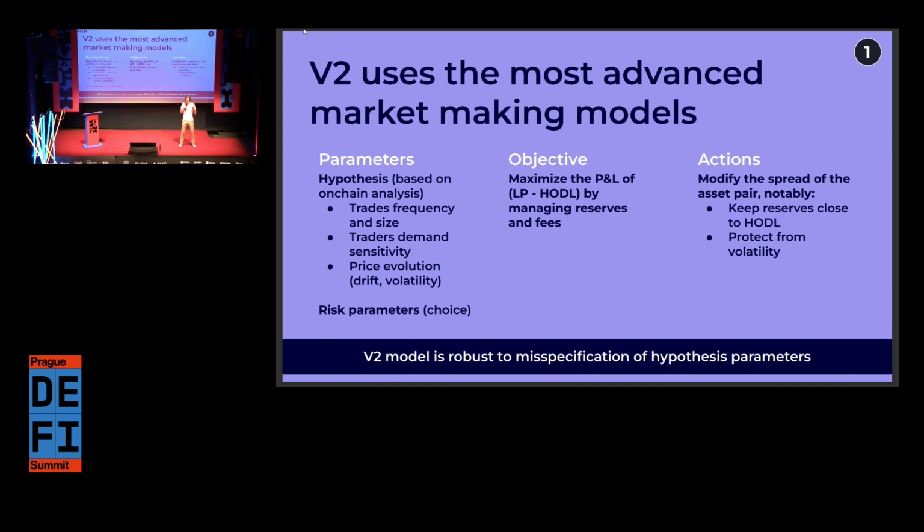Essentially, we modify the spread of the asset pair with two elements. First, we increase fees when there is high volatility on the market, because it's more risky as a market maker to quote prices when the volatility is high. And the second thing is the model also acts on the reserves to ensure that when there is an imbalance compared to HODL, it's being put back to balance, and it reduces fees to give incentives to people to rebalance it, essentially. This model also uses price feeds, so it relies on oracles, essentially.